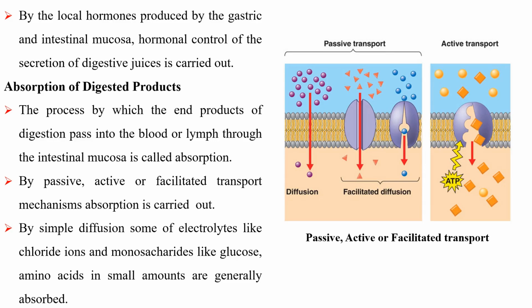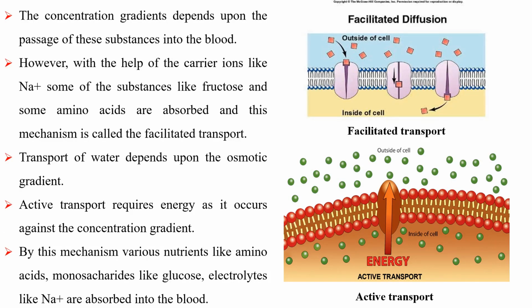By simple diffusion, some of the electrolytes like chloride ions, and monosaccharides like glucose and amino acids in small amounts are generally absorbed. The concentration gradients depend upon the passage of these substances into the blood. However, with the help of carrier ions like sodium ions, some of the substances like fructose and some amino acids are absorbed, and this mechanism is called facilitated transport. Transport of water depends upon the osmotic gradient.